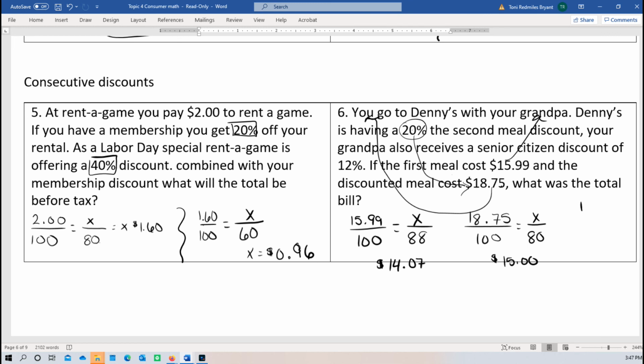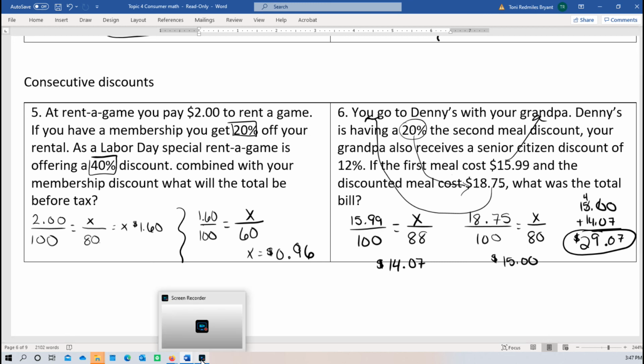All right, now I'm going to add the two meals together. Oh, I'm sorry. Adding, not subtracting. It's going to be a total of $29.07. So this was consecutive in a different way. We have Grandpa's and we have your bill, and they both receive different discounts. Because usually when you go into Denny's, the person who's the senior citizen gets the deal.